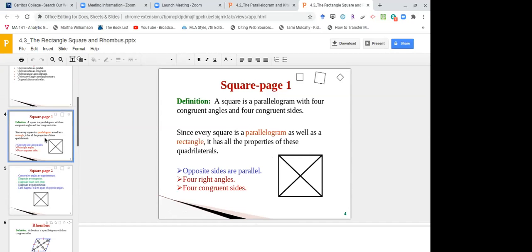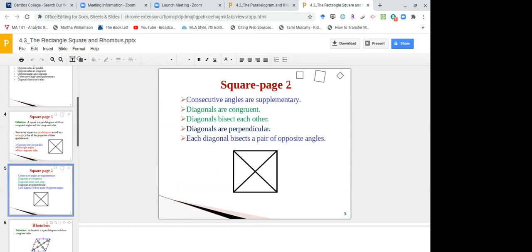Very familiar. A square is a parallelogram with 4 congruent angles and 4 congruent sides. Opposite sides are parallel. You have 4 right angles. You have 4 congruent sides. Consecutive angles, angles that are next to each other, are supplementary. The diagonals of a square are congruent. They're the same length. The diagonals bisect each other, so the segments that they cut into are equal length.